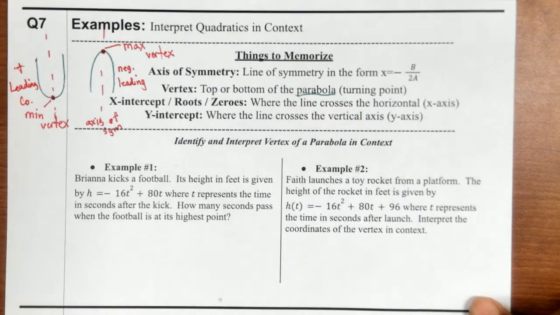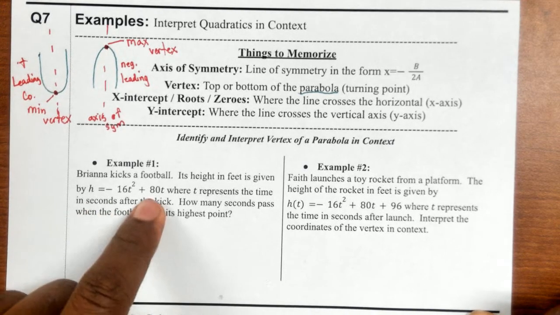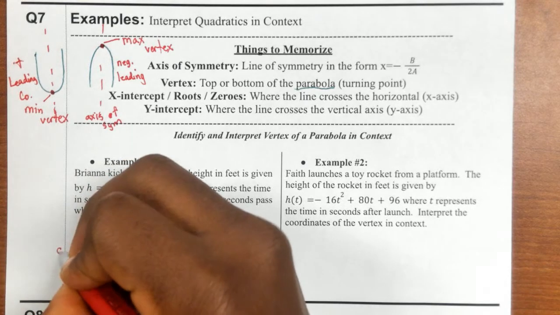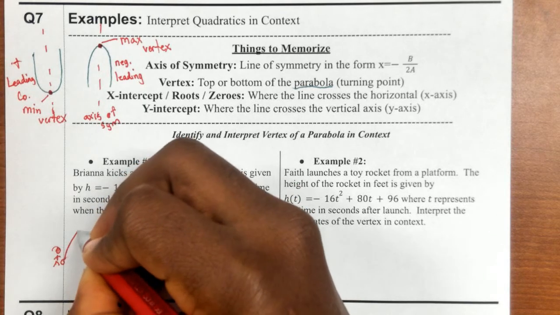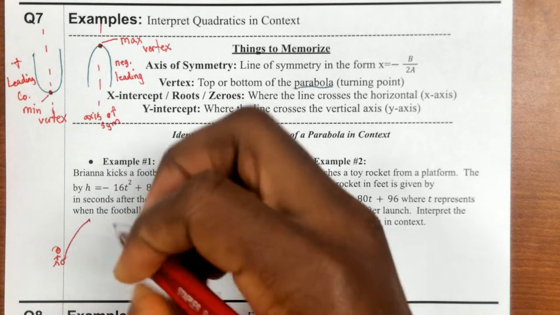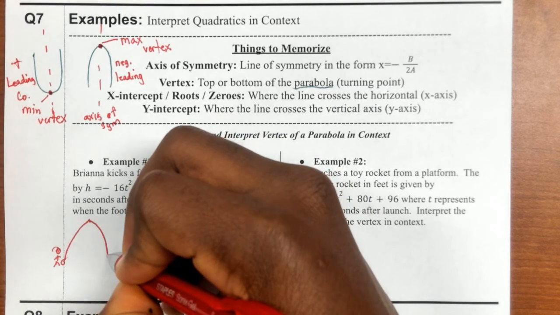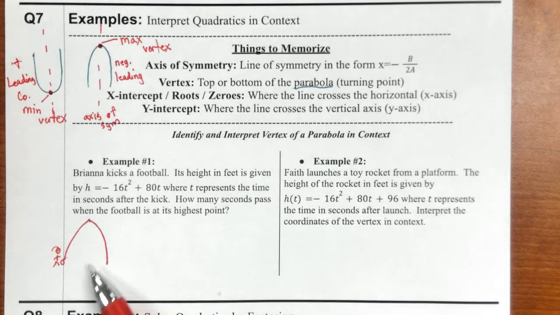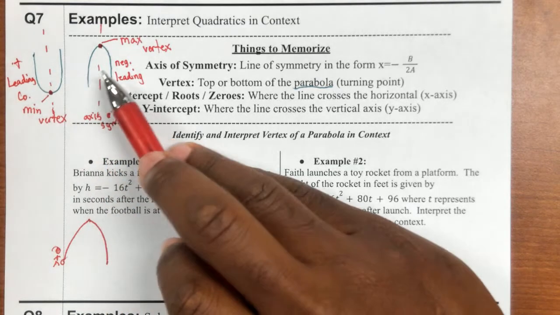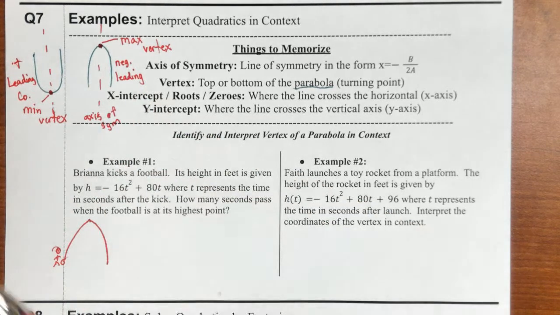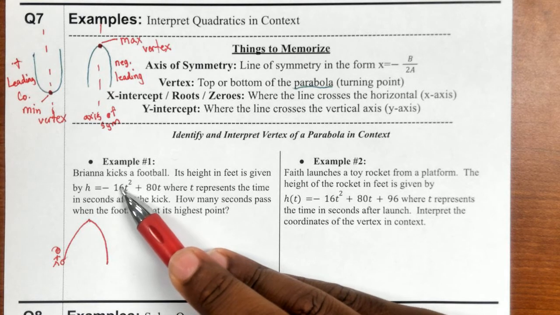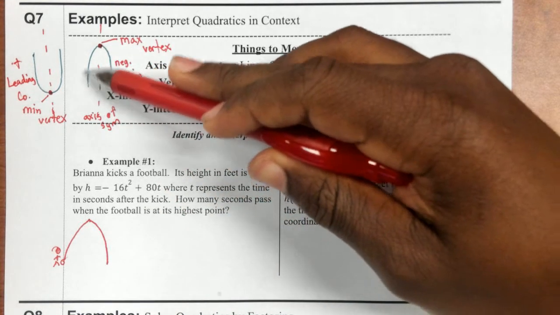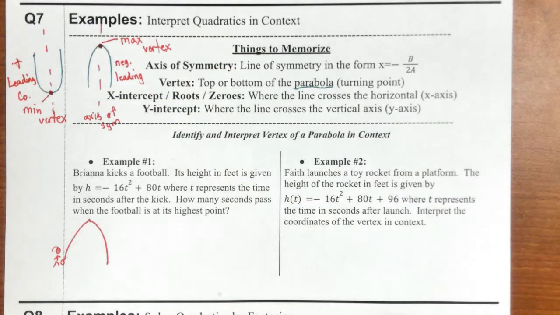So let's read this question. It says, Brianna kicks a football. Its height in feet is given by this equation right here. So we have Brianna right here, and Brianna kicks the football up in the air. But does the football stay in the air? No. At some point, the football has to get back down to the ground. You see how it looks like that N shape? It's going to look something like this. And I know that it's true because it has a negative leading coefficient, a negative number in front. That's how I know it will look like that N shape, because it's facing downwards.